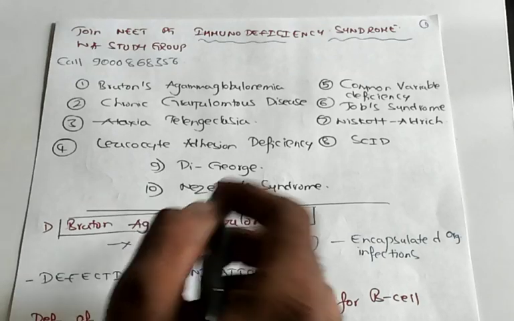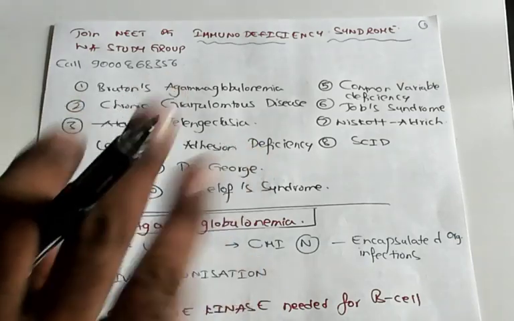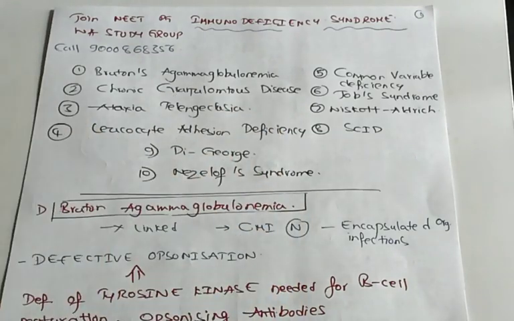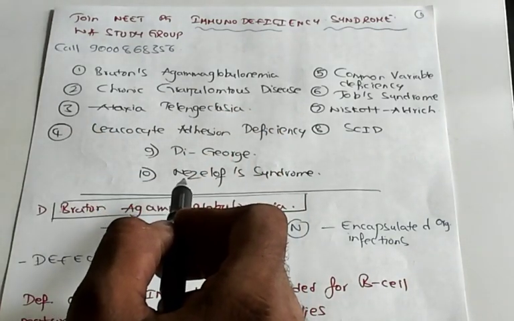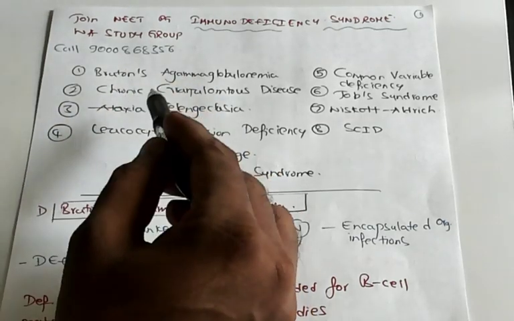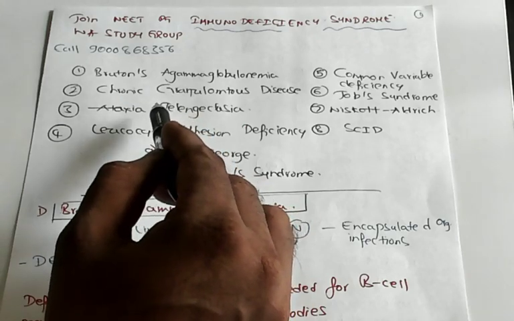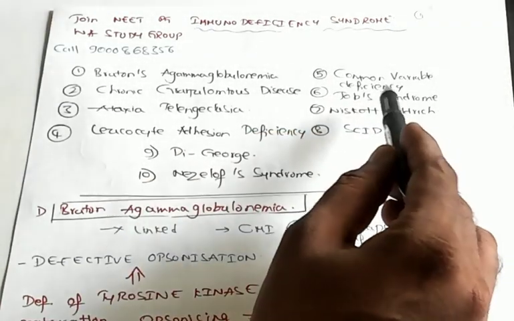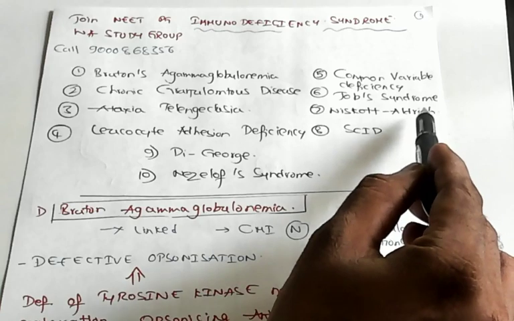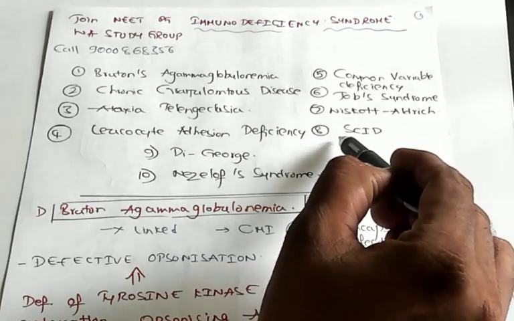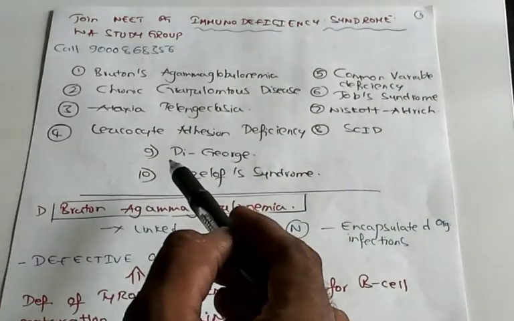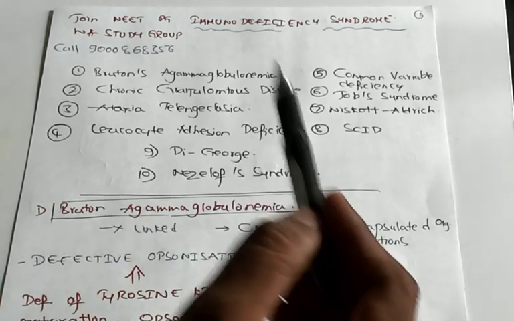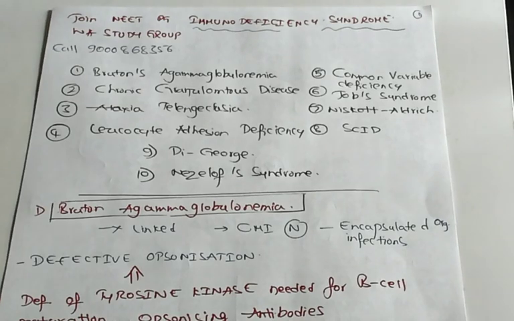immunodeficiency syndrome. इसके बारे में 10 points, that is all what I want, right? Now, what are the important 10 conditions which are called immunodeficiency syndrome, doctor? Bruton agammaglobulinemia, chronic granulomatous disease, Ataxia Telangiectasia, leukocyte adhesion deficiency, common variable immunodeficiency, Job's syndrome, Wiskott-Aldrich syndrome, severe combined immune deficiency, and DiGeorge syndrome. Just 2-3 points you should know for tomorrow's exam. Next 10 minutes I am going to make you the champions.